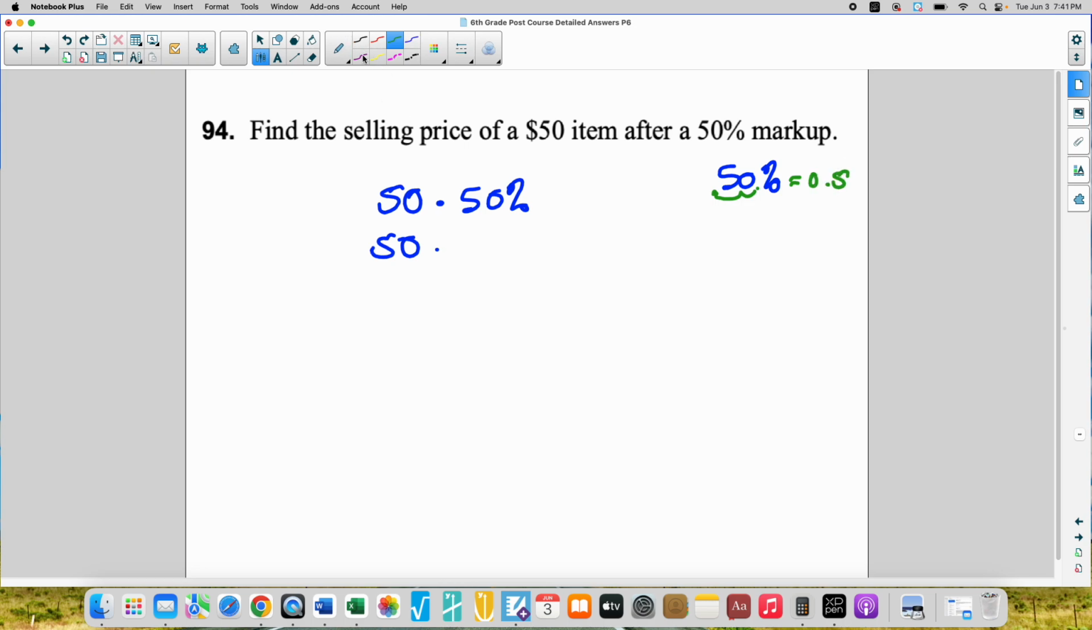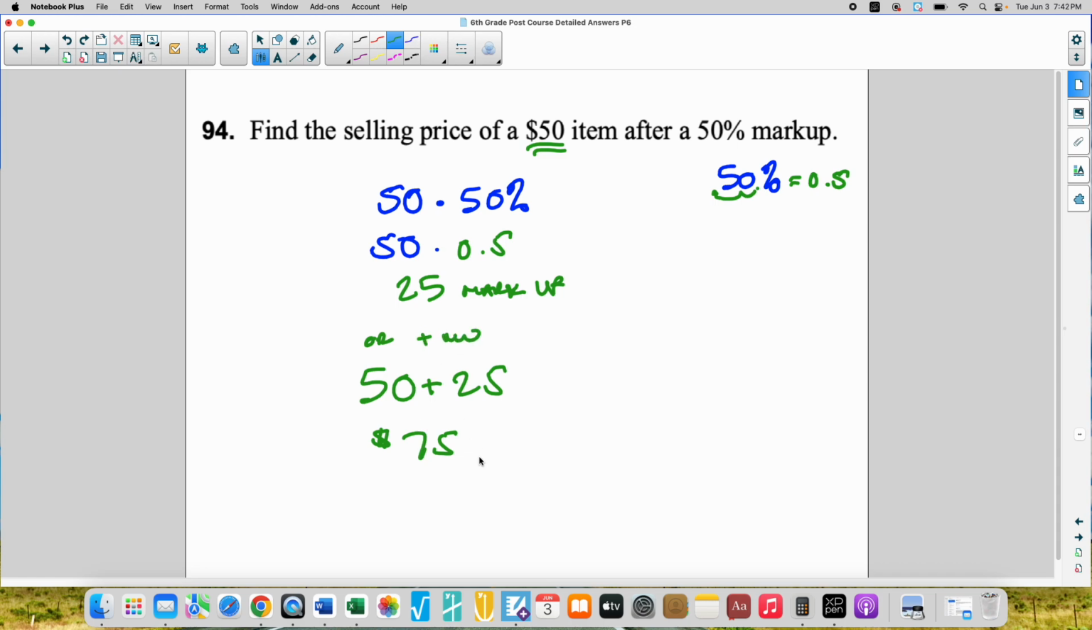Everybody should know that anyway. 0.5. And 0.5 is just like 1/2. So you get 25. So 50%, this is the markup. And we have to add it to the original cost, because your cost plus the markup gives you $75. This is the original cost plus the markup gives you your total of $75, the cost after the markup of 50%.